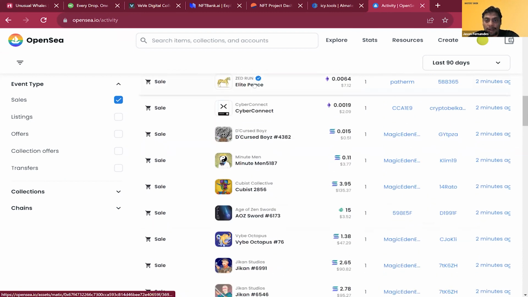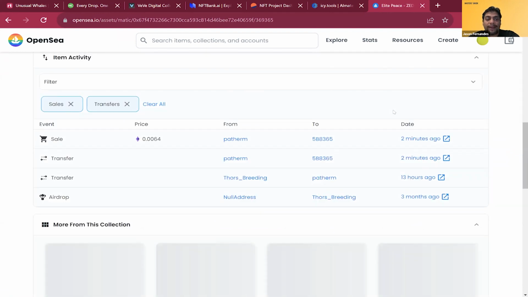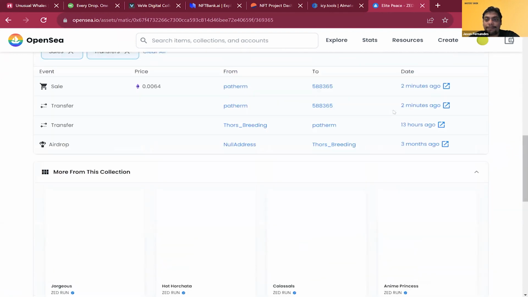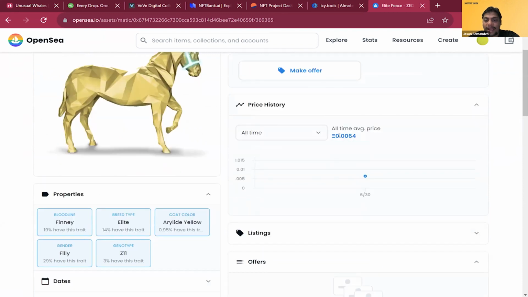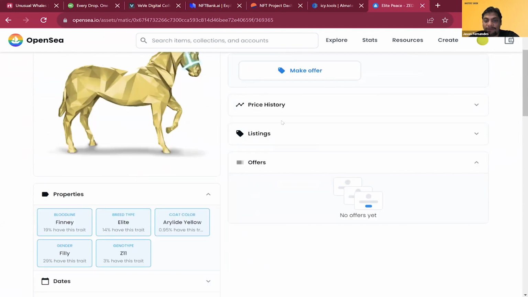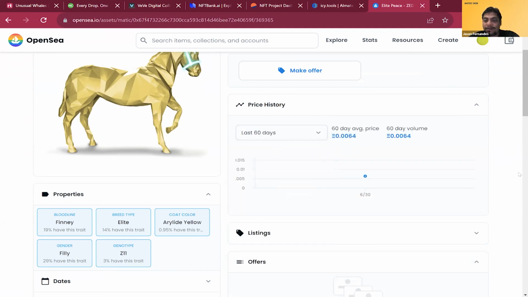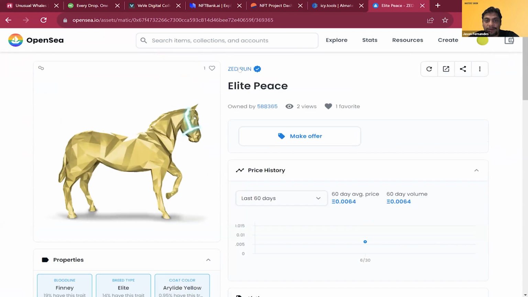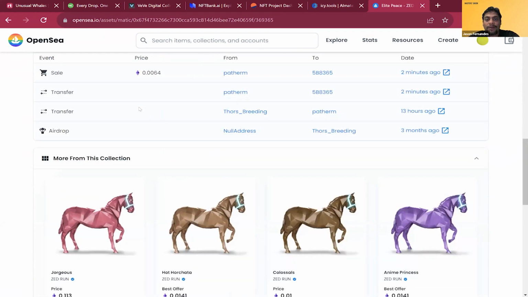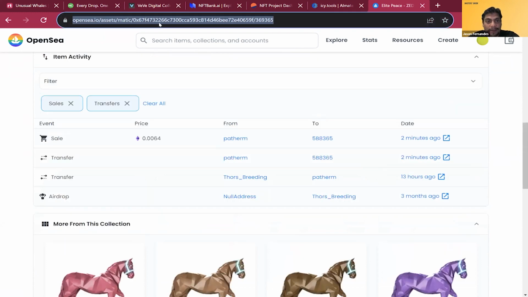Let's look at Zed Run. You can actually start looking at, for example, price history over the last, let's say, 60 days. In this case, there's really only one little piece of information over here. But you can also see the sale. So for example, this was a sale.